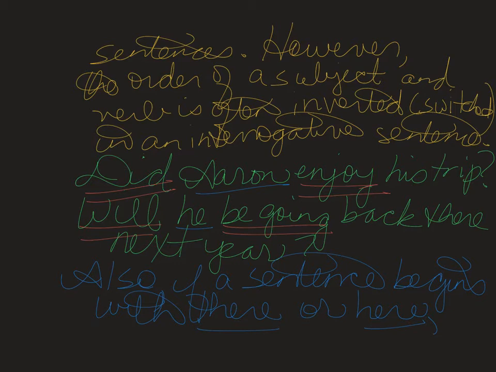Here are two examples. Did Aaron enjoy his trip? All right, and again, if you have an interrogative sentence, as well as a sentence that starts with the word there or here, you can usually flip the order of the words around. It might make it easier to find your subject and your verb. So if we were to flip this sentence, we would have Aaron did enjoy his trip, okay?